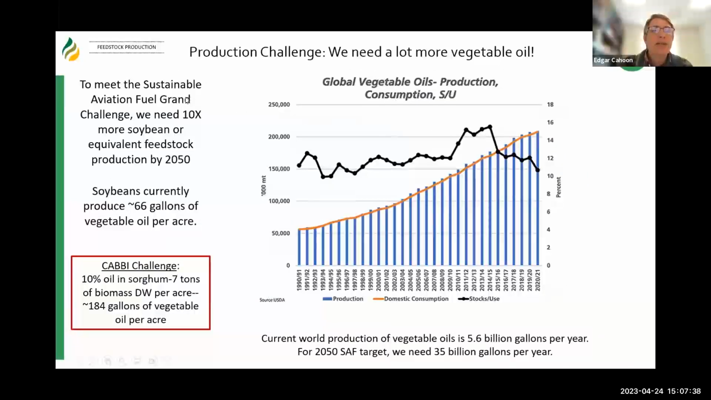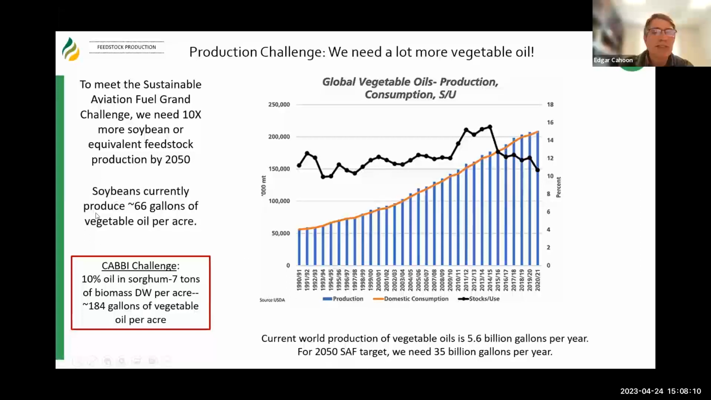I recently learned from talking to a grain processor that this goal of reaching 35 billion gallons of sustainable aviation fuel per year would take maybe 10 times more soybean production than we have currently. Currently we produce about 5.6 billion gallons of vegetable oil, so we have to go 6 times that to reach this target by 2050.